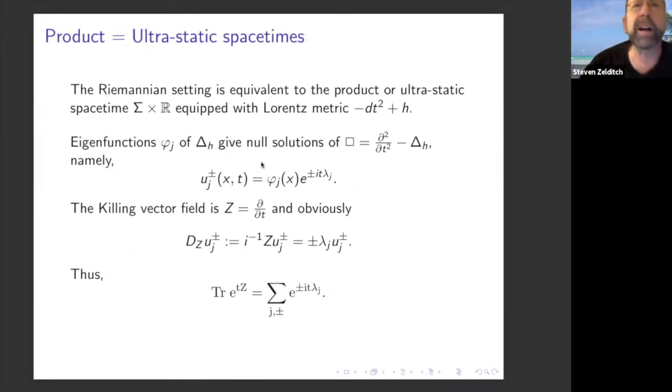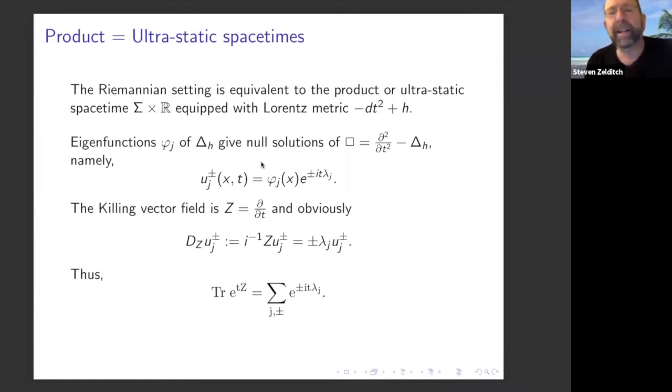Now, to understand why it's natural to think of the time translations as like a wave group, let's do the whole thing in the product setting. That means we're just going to look at a Riemannian manifold Sigma cross R with a trivial product metric, minus dt squared plus h. h is the Riemannian metric on Sigma. Incidentally, feel free to ask questions. This is called ultrastatic in the relativity literature, but I think it's easier for everybody if I call it product.